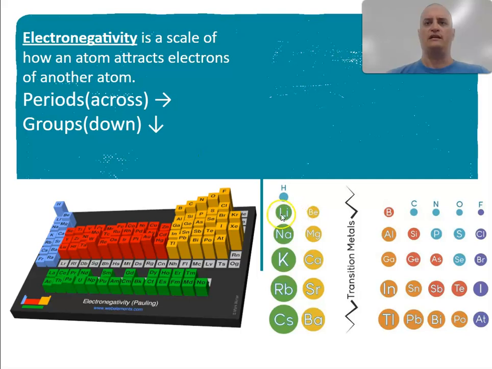So as you can see, these get smaller, and look what happens to the electronegativities. They get larger, pretty much. Okay, so this is how it's related to size.